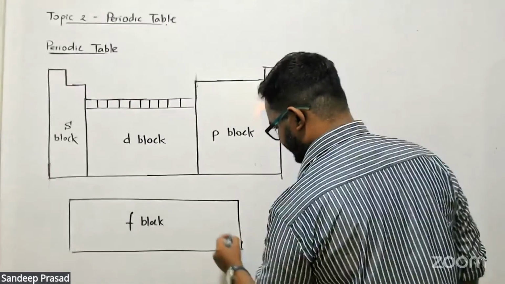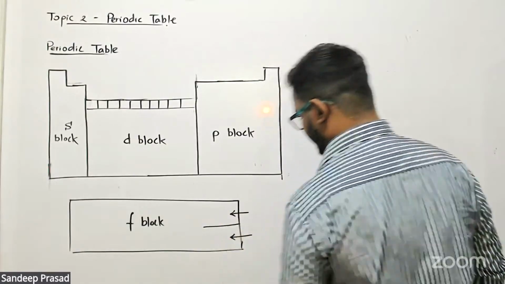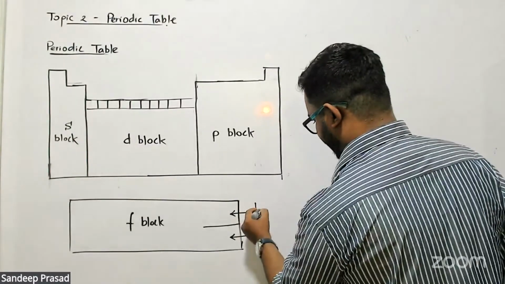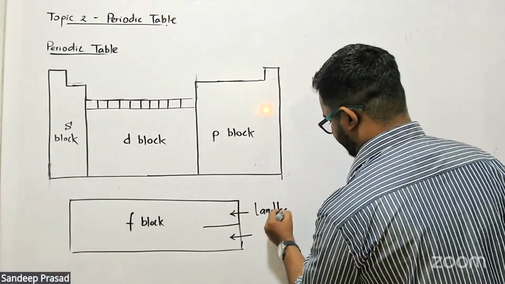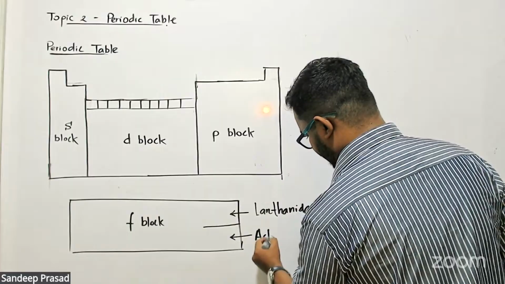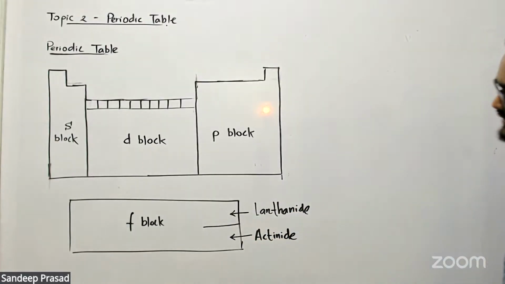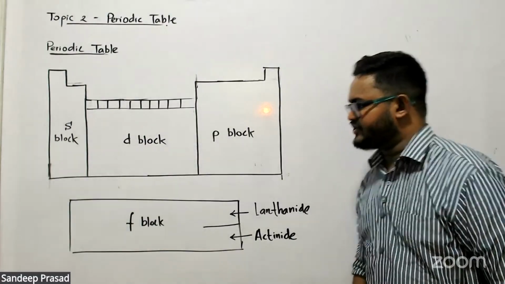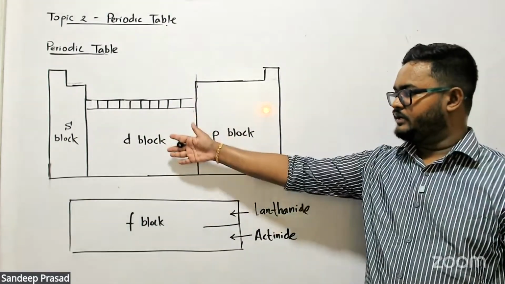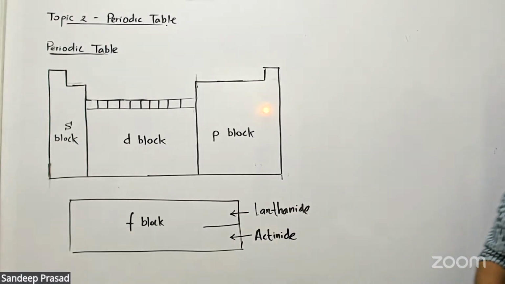And the next thing is, in the F block, we are categorizing the elements into 2 series. One is the lanthanide series, and the other one is the actinide series. In this way. So you have to remember this blockwise classification of the periodic table: S block, D block, P block, and F block. Got it?